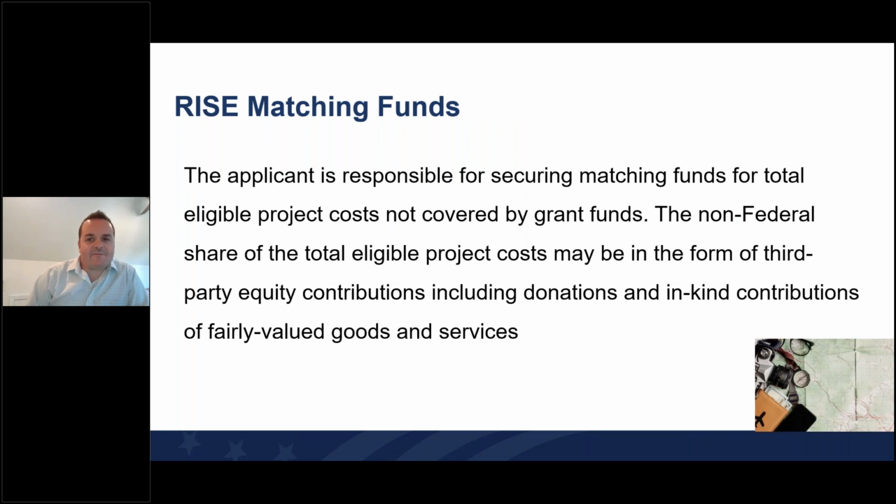So getting into matching funds, again, the matching requirement is 20%. The applicant is responsible for securing the matching funds for total eligible project costs not covered by the grant funds. So for RISE, the non-federal share of the total eligible project costs can be in the form of third-party equity contributions, including donations, in-kind contributions of fairly valued goods and services. But these third-party contributions, these in-kind contributions, have to be tied to the RISE project itself and must be designated in terms of matching funds for the project. Next slide, please.